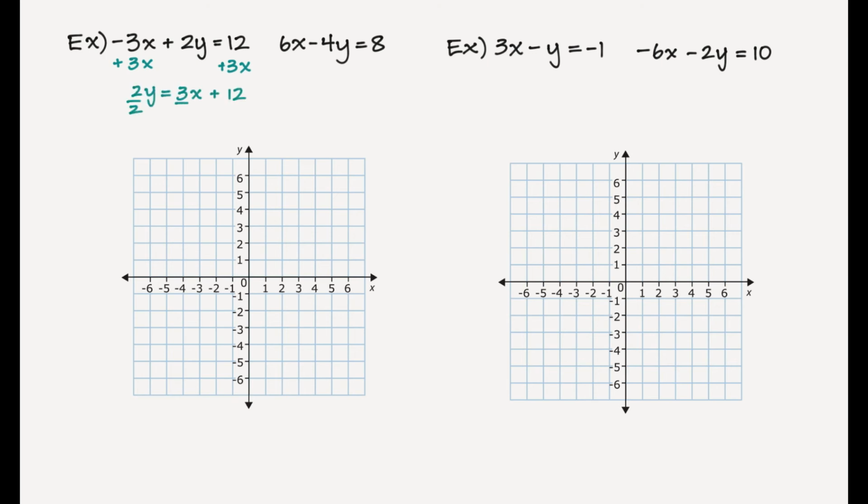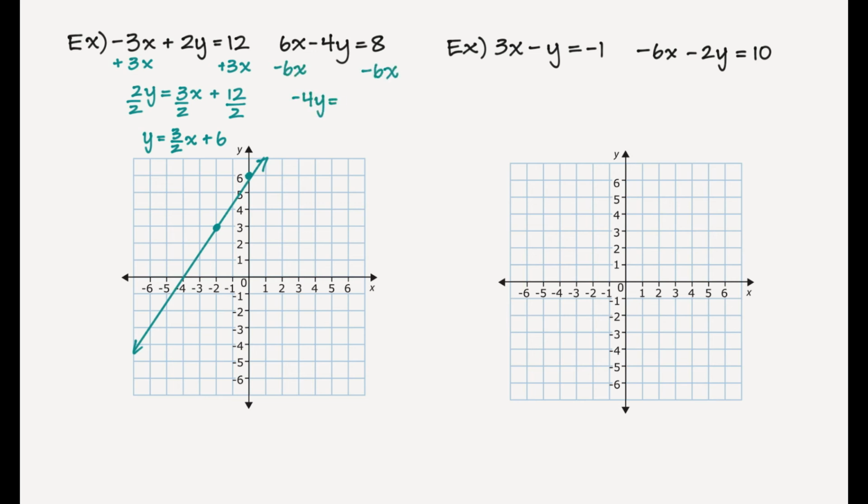I'm going to divide everything by 2. And now y is equal to 3/2 x plus 6. So I'm going to start at 6. And since I can't go up 3 and over 2, I'm going to go down 3 and backwards 2. And then my second equation, let's subtract 6x.